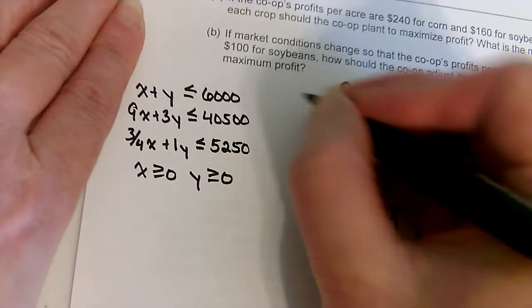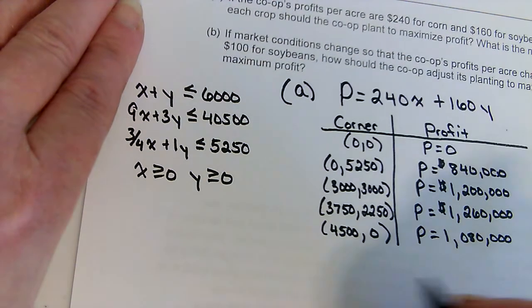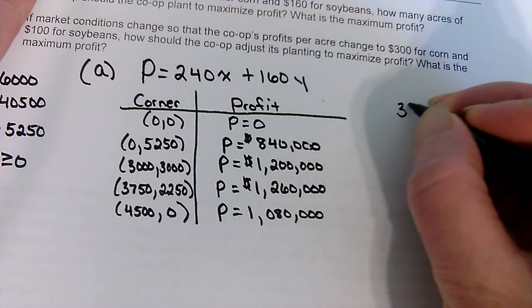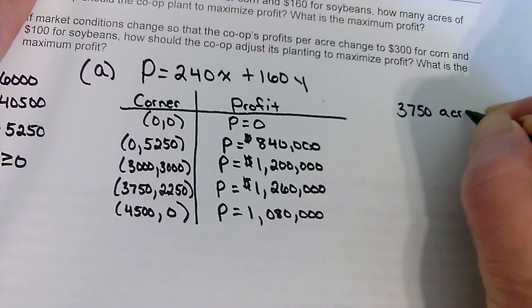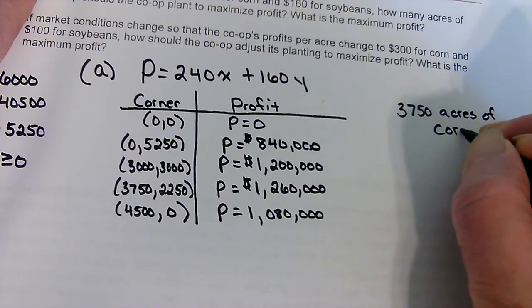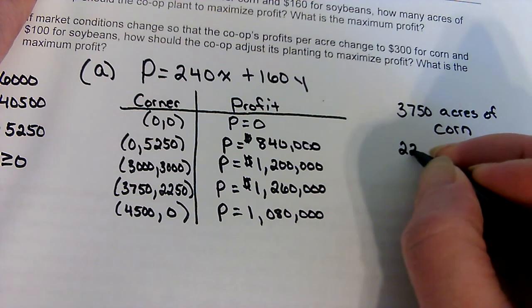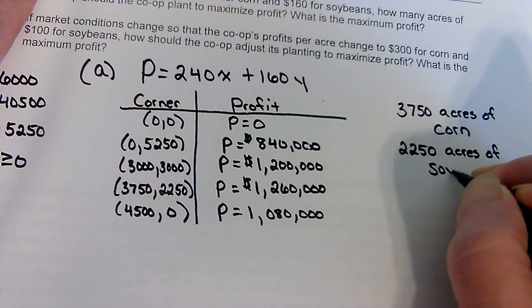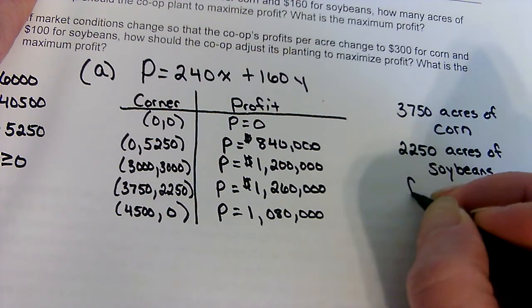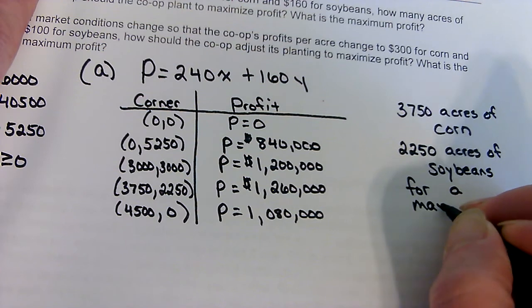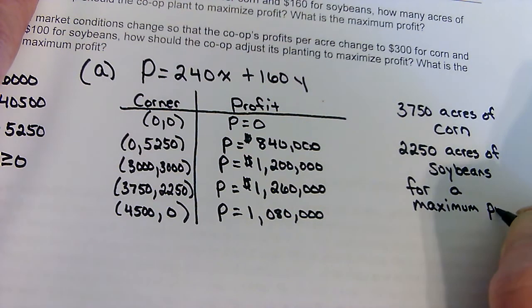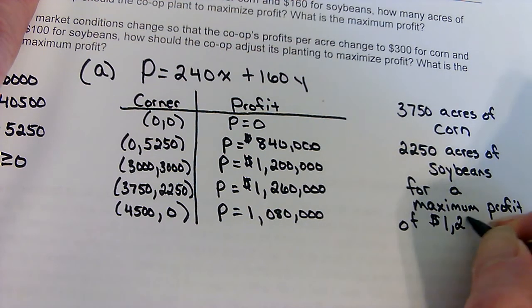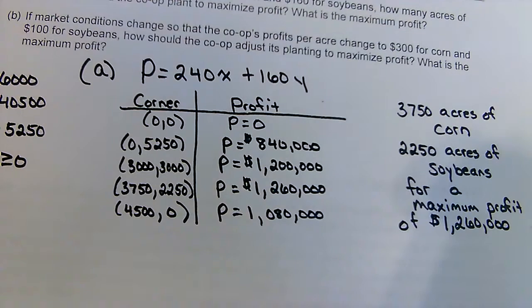So on part A, we should plant 3,750 acres of corn and 2,250 acres of soybeans for a maximum profit of $1,260,000. That's a nice profit.